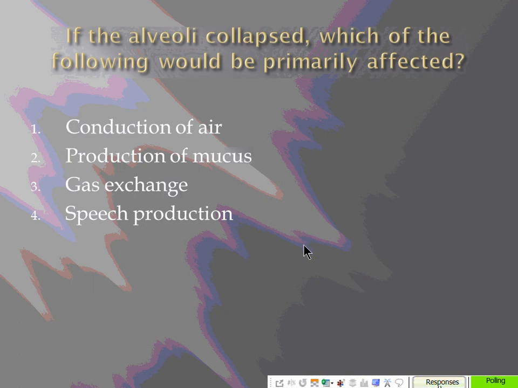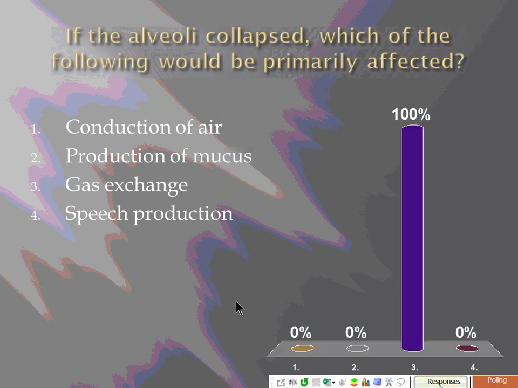Okay, so let's see if alveoli are collapsed like in atelectasis, what would be affected? Very good. Yes, gas exchange, because now no gas exchange can occur at this point.